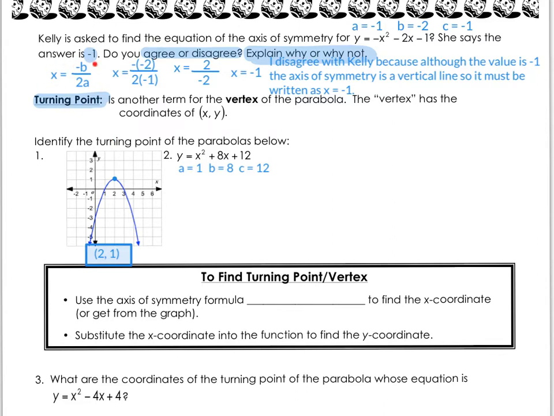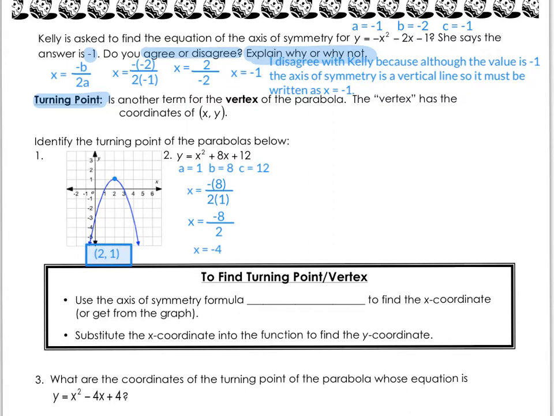Negative b over 2a. So then I can sub in the b and a value into this formula. So x equals negative 8 over 2 times 1. And then we can clean up the top, clean up the bottom. So x equals negative 8 over 2, and then negative 8 divided by 2 gives me an x value of negative 4. So now I know the axis of symmetry.